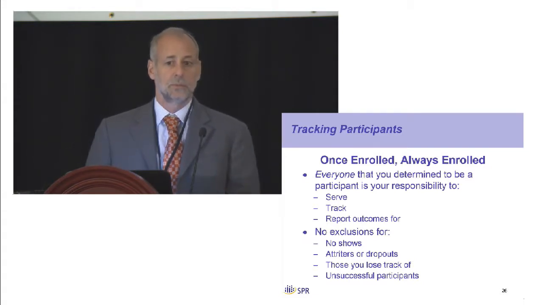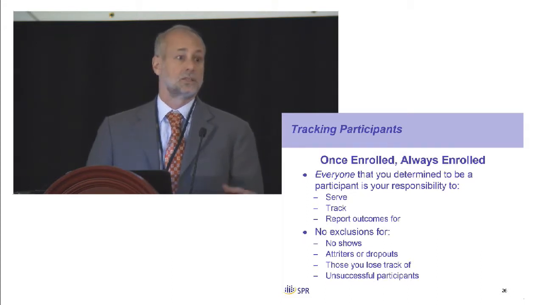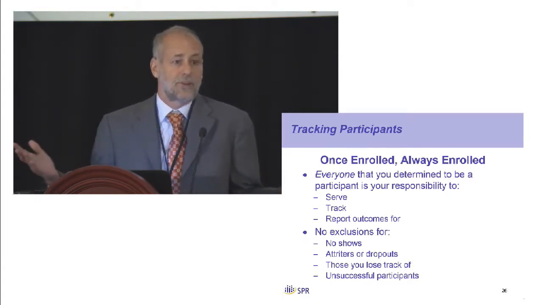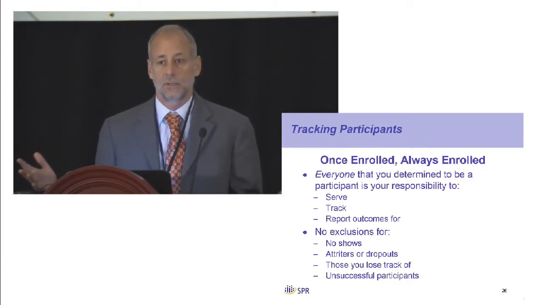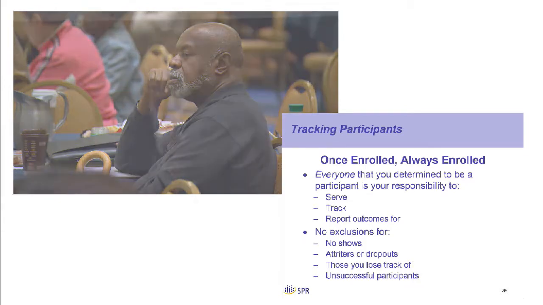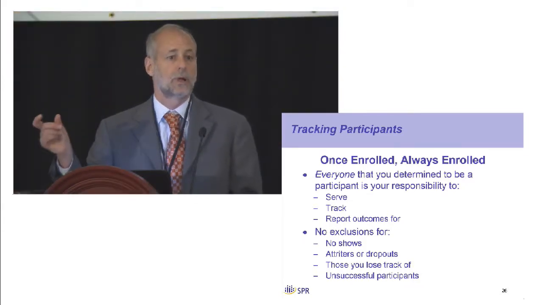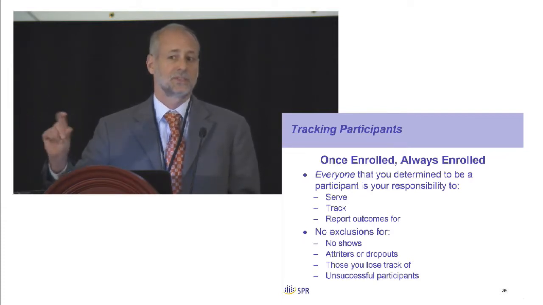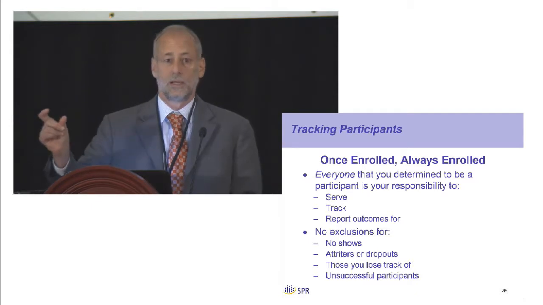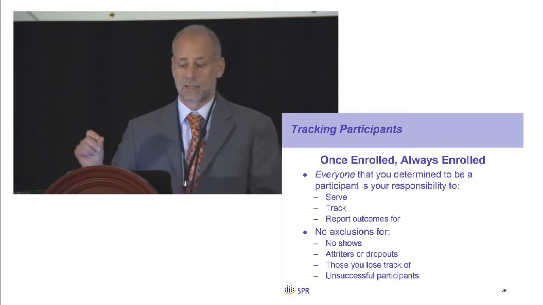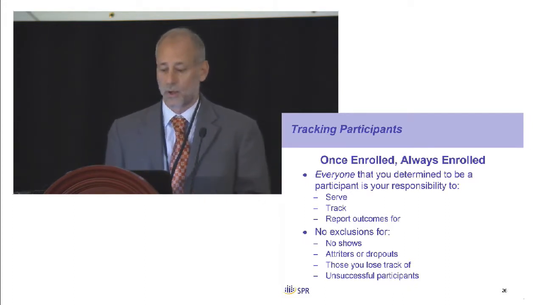Once someone becomes a participant, you can't back them out because they didn't show up, because they're a dropout or an attriter, because you can't find them anymore, you don't know where they are, what happened to them, or because they're unsuccessful, because they didn't complete the program of services you planned. The point is, you can't calculate program impacts based on just successful program participants, just on those who do well in your program. That would undermine the integrity of what you're trying to do if you're trying to calculate impacts. So once a participant, always a participant.